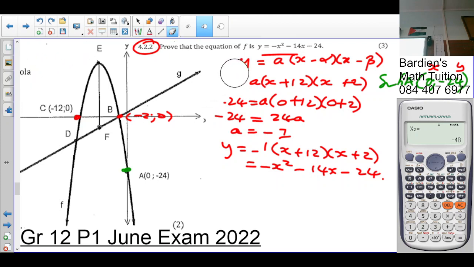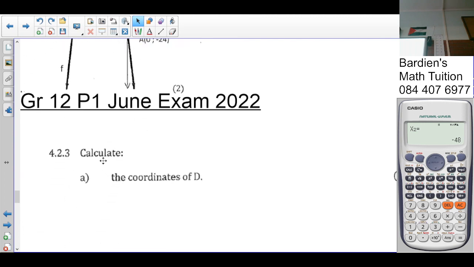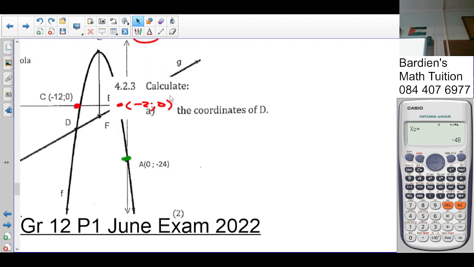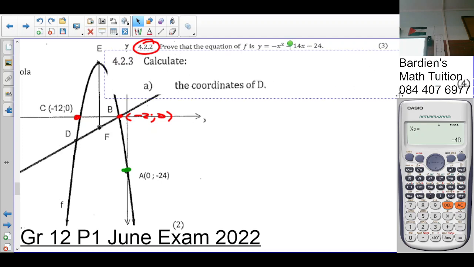I'm going to keep that question on the board so that we have the equation of the parabola there. The next question says calculate the coordinates of D.